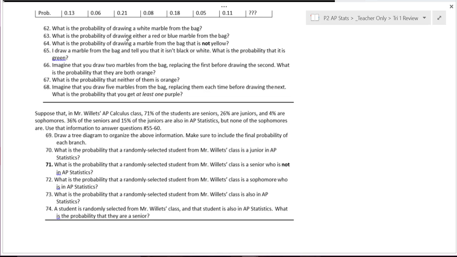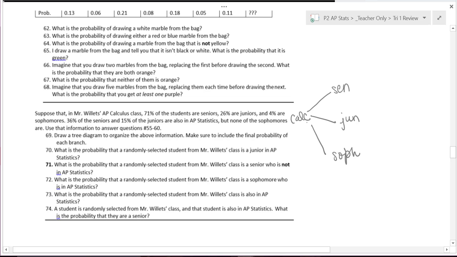So let's get this tree diagram drawn. We know that we have the AP Calculus class, so I'm going to say AP Calc. We have 3 different things going on. We have seniors, we have juniors, and we have sophomores. So this is Calc, and we have 0.71, 0.26, 0.04. And again, that adds up to 1, so we know we're good to go so far.